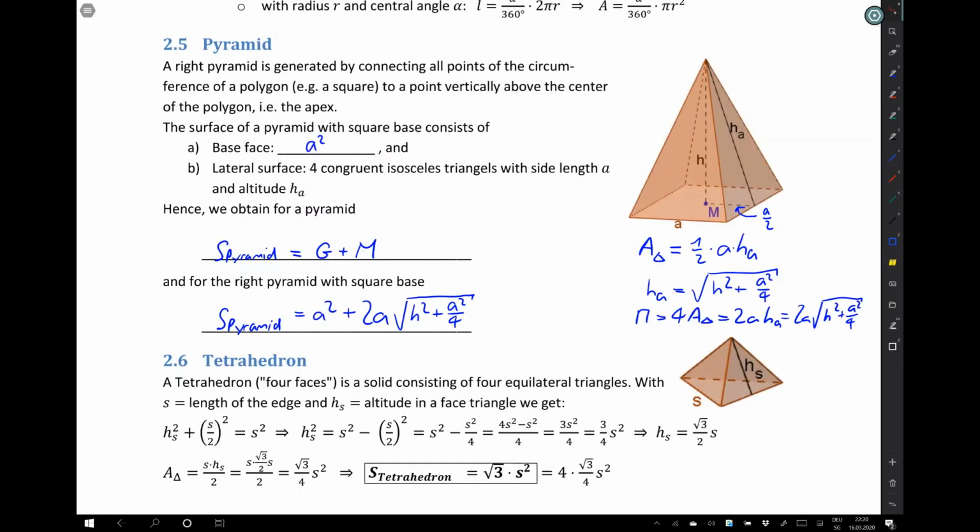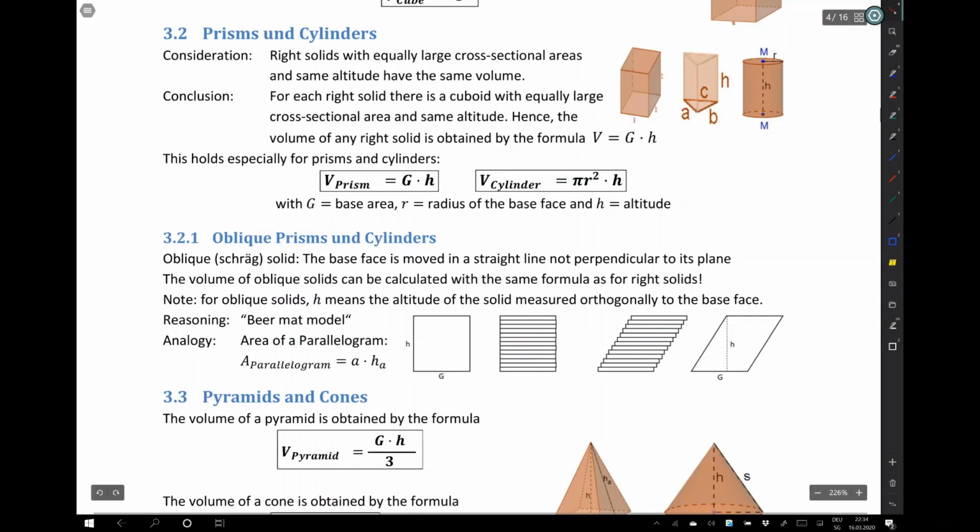Here we look at a pyramid with a square as a base face, and we see that the surface consists of the base face square and of 4 identical triangles. So we have to find the area of the triangles, which is shown here. And we get the general formula for the surface of a pyramid, which is just base face plus lateral face, and inserting in this special case the base face and what we found for the lateral face, we find this formula here.